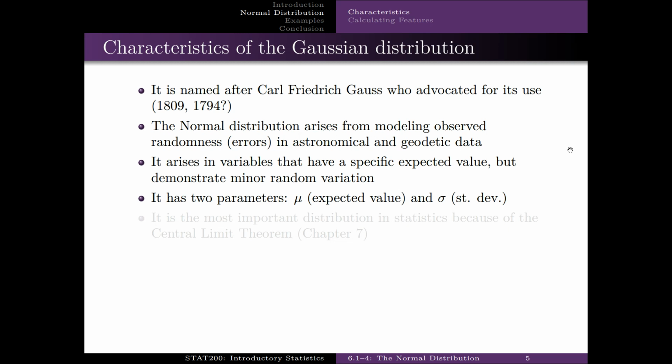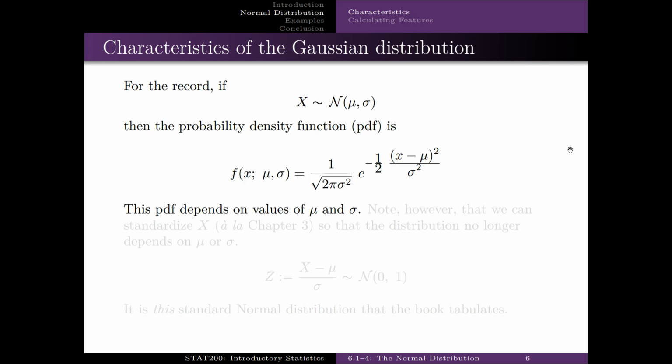There are two parameters to the Gaussian distribution, or to the normal distribution: the mean and the standard deviation, mu and sigma. The most important distribution in statistics because of the central limit theorem, which we'll see in chapter 7. So for the record, if x, a random variable, is distributed according to a normal distribution with mean mu and standard deviation sigma, then the PDF, lowercase f of x, is this thing.